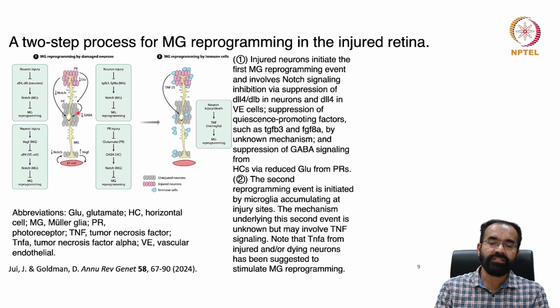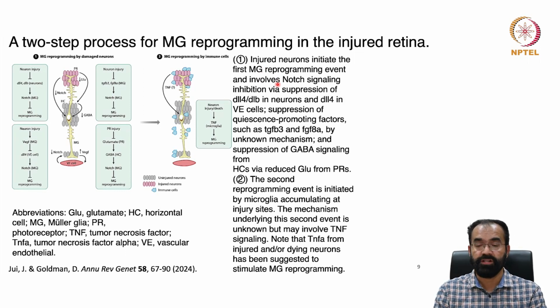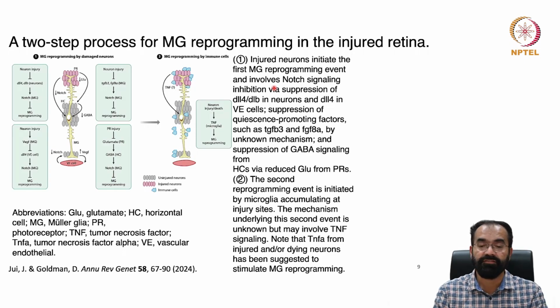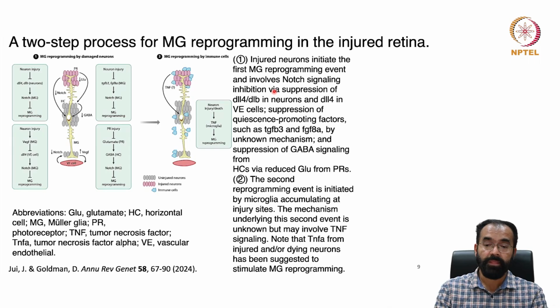So injured neurons initiate the first Muller glia reprogramming event, which involves notch signaling inhibition via the suppression of DLL4 and DLB, which are the ligands of the notch signaling. So notch signaling will be suppressed in neurons, and DLL4 expression will be favored in the VE cells, that is vascular endothelial cells, which is needed for the formation of the blood vessels.